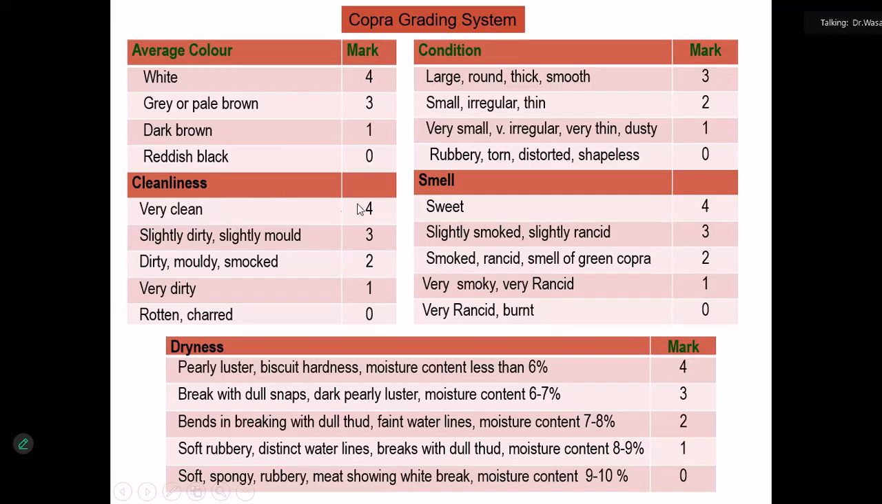Then very clean, 4 marks. Rotten, 0. Sweet, 4 marks. Rancid, burnt, 0. Last one, dryness: 6% moisture means maximum marks. Once you increase the moisture, marks reduce.